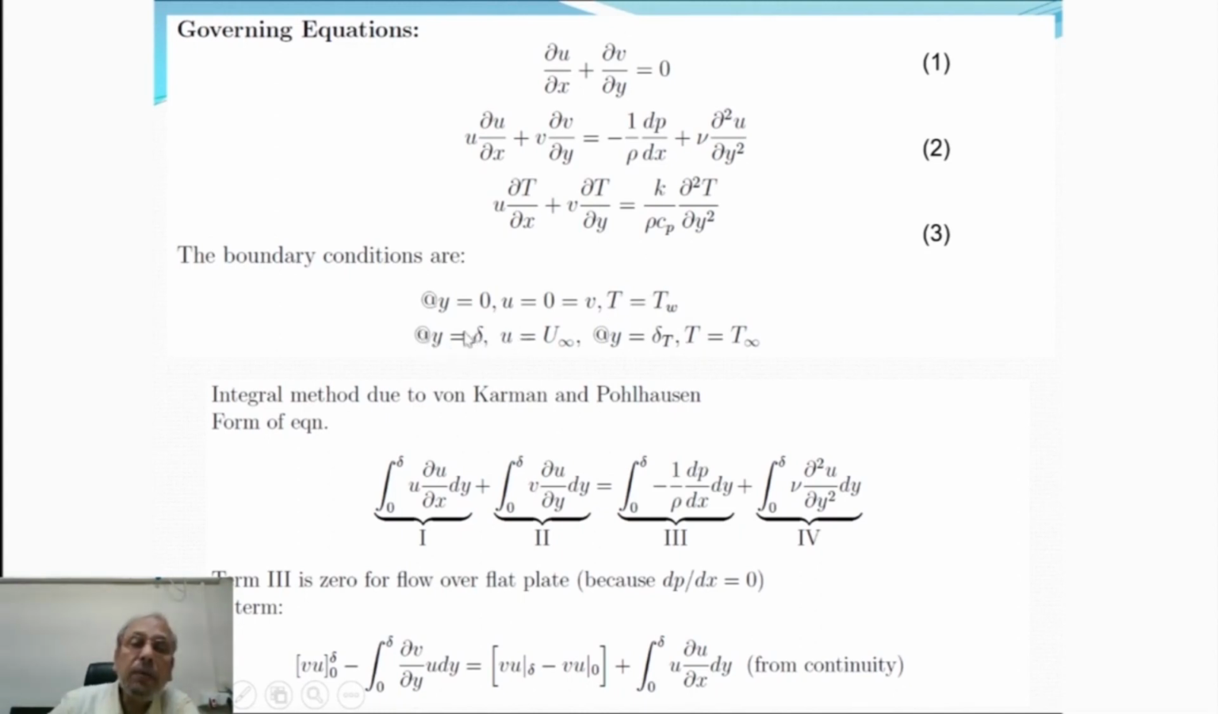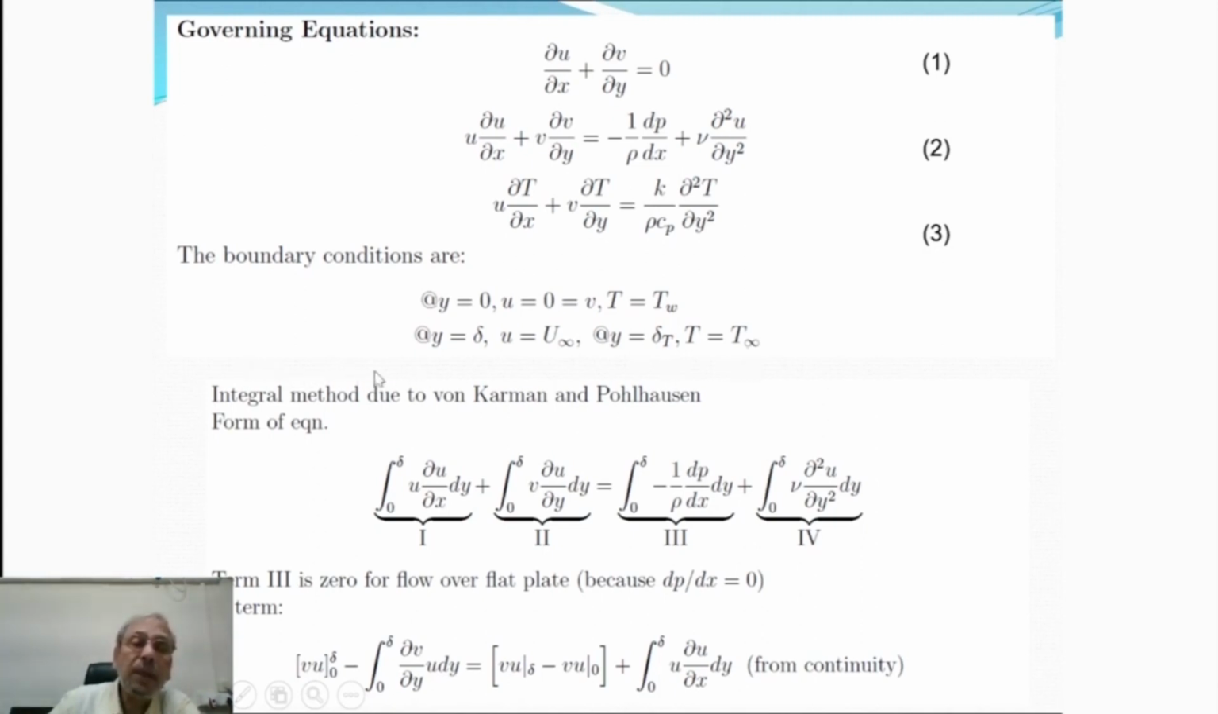At y equal to delta, that means the edge of the velocity boundary layer, u equal to u infinity, and at y equal to delta T, at the edge of the thermal boundary layer, T equal to T infinity. At the wall, y equal to 0, the thermal condition is T equal to Tw, and at y equal to delta, T equal to T infinity.